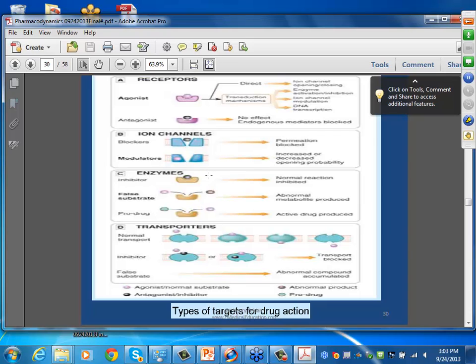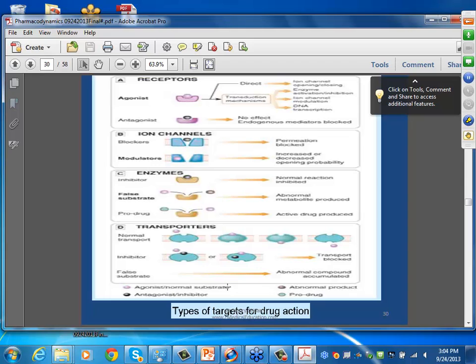So you see here several examples. Once the ion comes in, you're opening this channel, and you modulate the opening by the existence of an ion, so increased or decreased opening probability. With enzyme, you're dealing with physiological effects. Some of the receptors can function as an enzyme. And when you have a false substrate, a competitive inhibitor, that tends to kick the natural substrate out. When you have a pro-drug, it has to be converted to an active drug first.